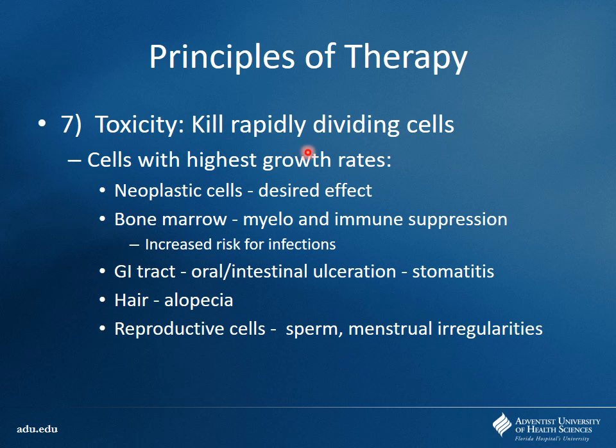And with toxicity, we're going to see that cells that have the highest growth rates are going to be the biggest ones affected. So again, looking at neoplastic cells, yeah, they're going to be affected pretty significantly, but also we mentioned the bone marrow, GI tract, the hair, even the reproductive cells get hit as well. So patients may have some reversible things, like decreased spermatogenesis, or menstrual irregularity. Some of that is reversible. Sometimes it may not be in some cases.